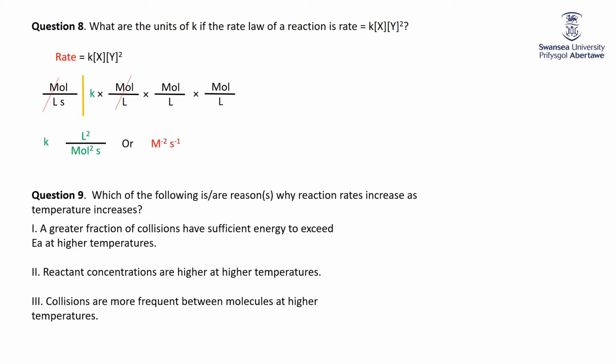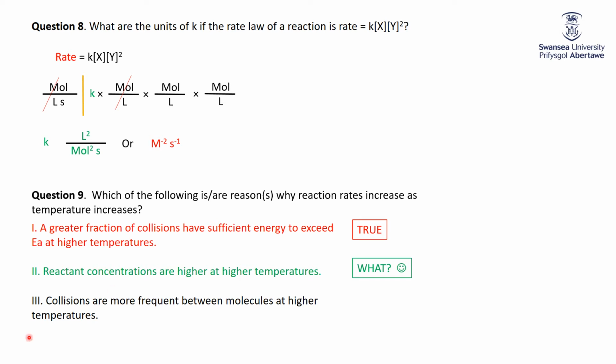So let's see what we have here. Option 1. Greater fraction of collisions have sufficient energy to exceed EA. Well, that's yes, they have that higher energy, so that looks good. Reactant concentrations higher at higher temperatures? No, that's just silly. And collisions are more frequent at higher temperatures? Absolutely, that was the other thing we said. So the answer to question 9, 1 and 3.